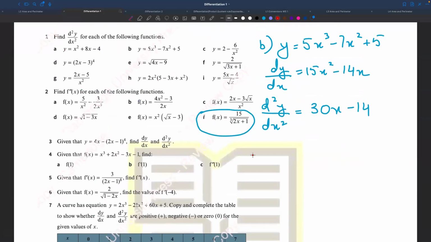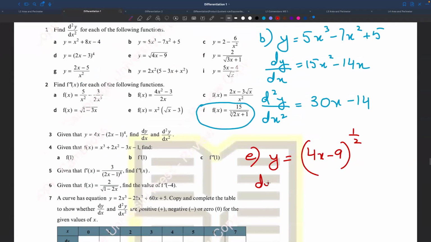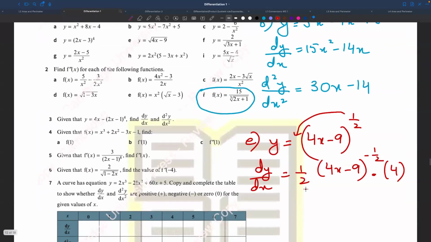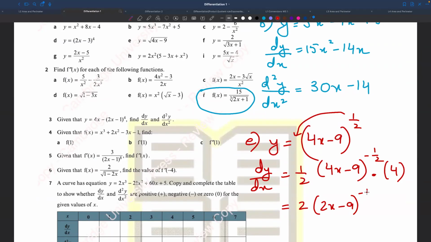So again, beta, I will just explain one more part before I stop. In part E of question 1, this is power 1 by 2. How do I differentiate? I multiply this power half over here. So this is half into 1. Decrease the power by 1. And then multiply it with the derivative of 4x minus 9, which will be 4. So 4 into half will become 2. So that's my first derivative.